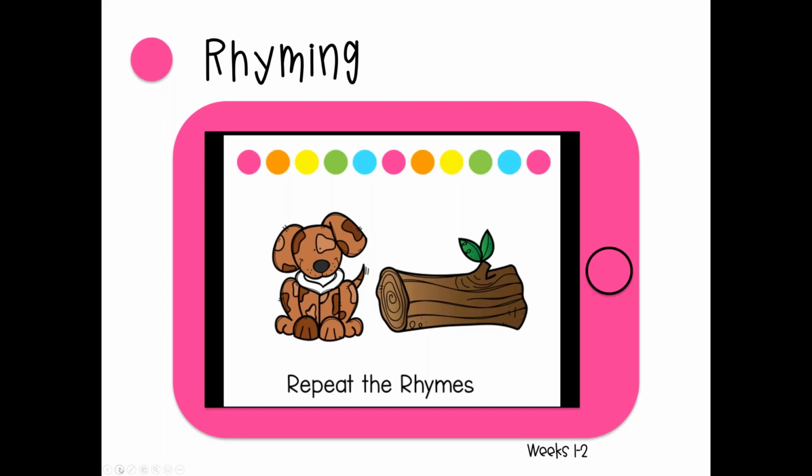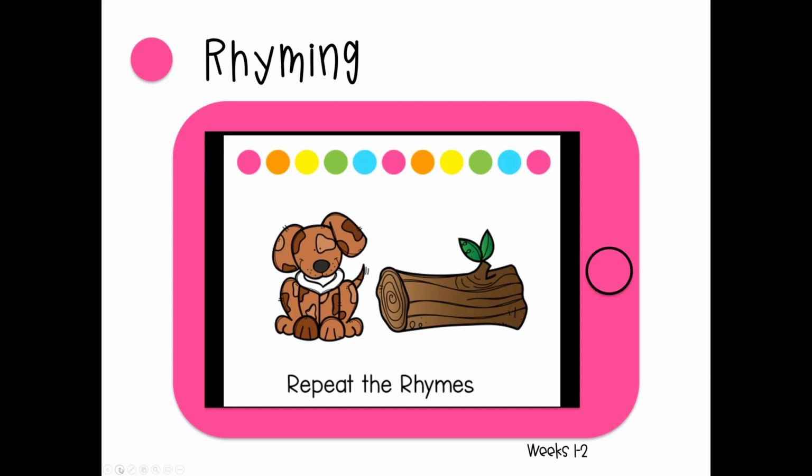All right, so let's talk about rhyming. Rhyming is important to emergent literacy and learning because it helps children learn to listen to the sounds within words and identify word parts. An early goal is to simply listen to a pair of words and determine whether or not the words rhyme. So I tell my students, give me a thumbs up if the words rhyme.